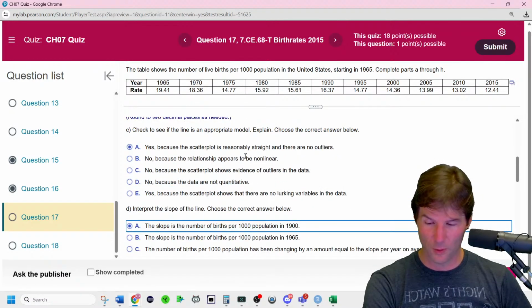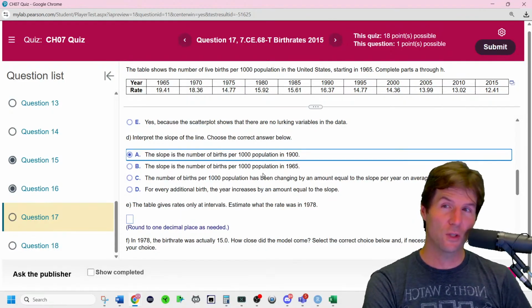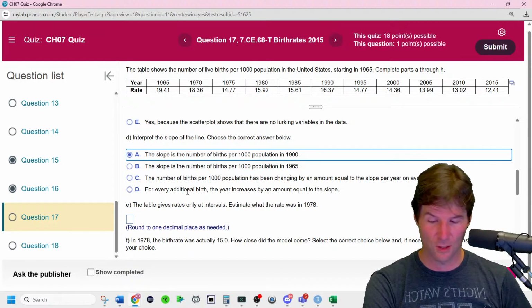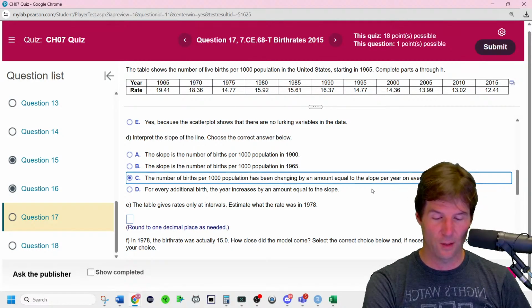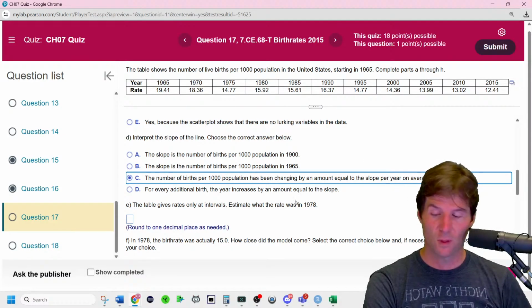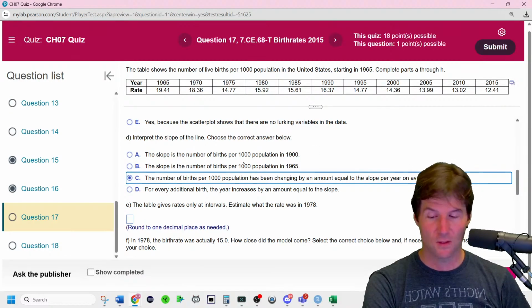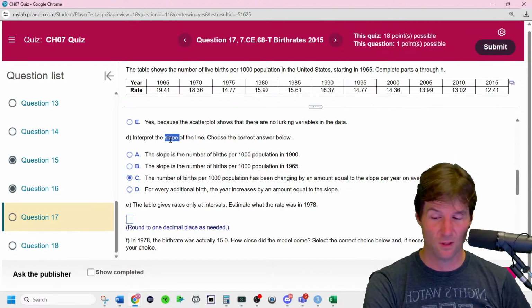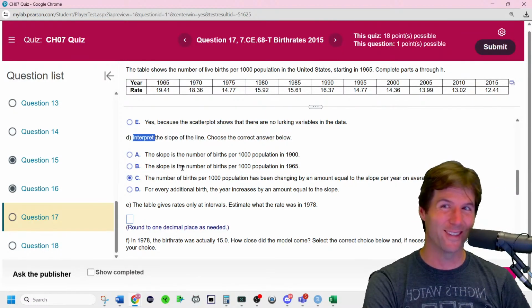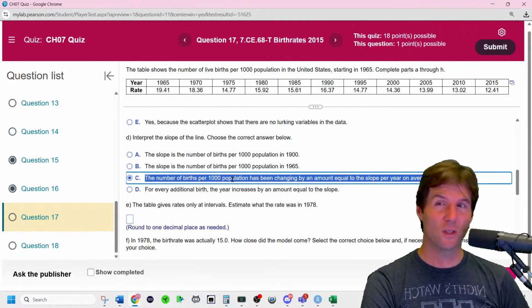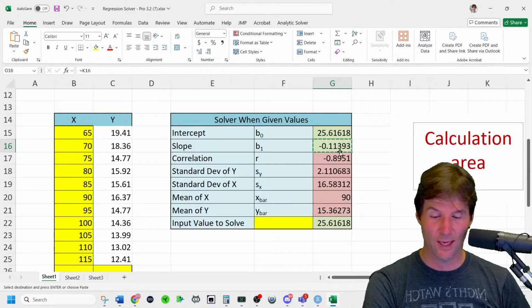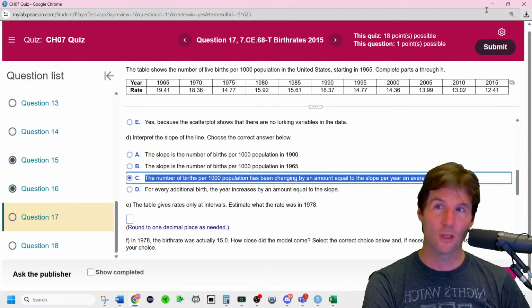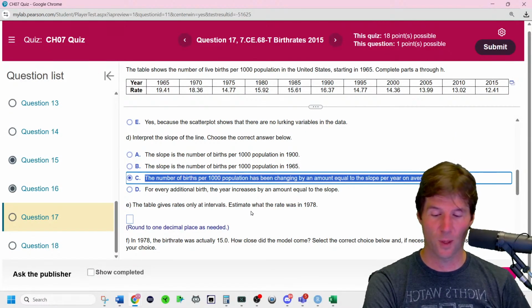Oh, wait, that's the slope. Oh. For each additional year, so the slope has to have for each additional year, and I think it's going to be this one, the number of births per 1,000 that has been changing amount per year on average. For each additional year, we expect the number of live births to change by this amount. This is going to be the intercept, which it didn't ask for. It asked for the slope. I'm almost making another error. I thought it was intercept. So this would be the slope. For each additional year since 1900, we expect the live births to decrease by negative 0.11 thousand on average. So for each additional X, we expect Y to increase or decrease by B1 on average.